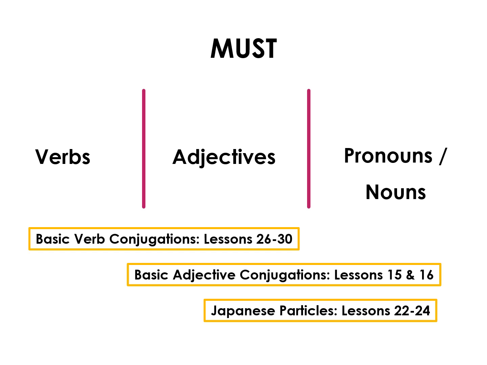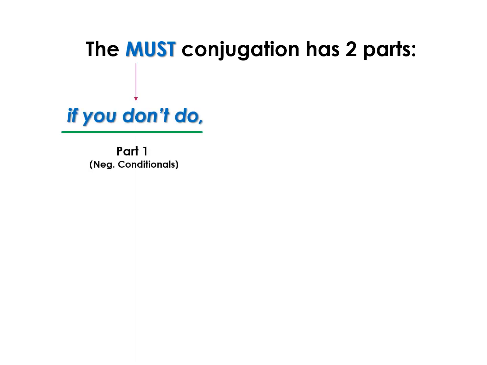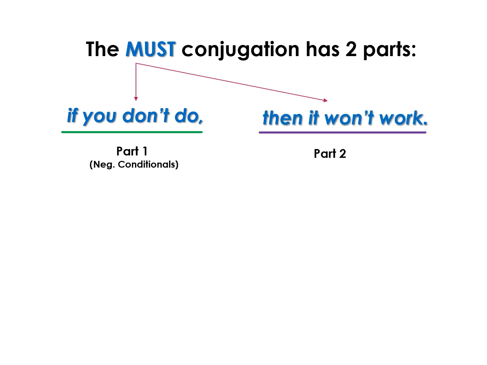The must conjugation is a bit complicated to make in Japanese because it's indirectly said. In English, we just have one word, must, and that's it. But in Japanese, it has two parts. The first part says, if you don't do, which is a negative conditional. And the second part spells out a negative consequence. Then it won't work. If you don't do, then it won't work. Therefore, you must. The first part uses two conditionals, nakereba and naito.